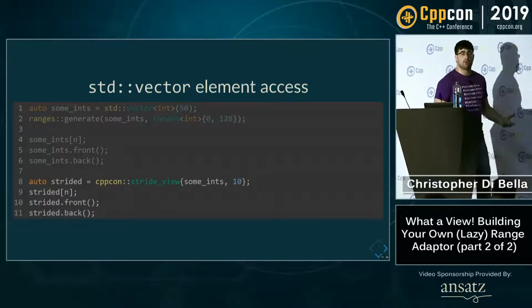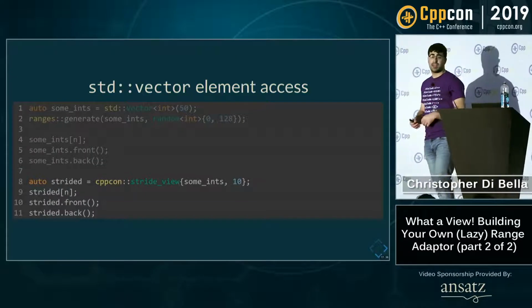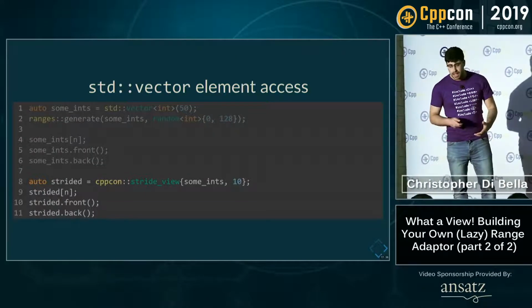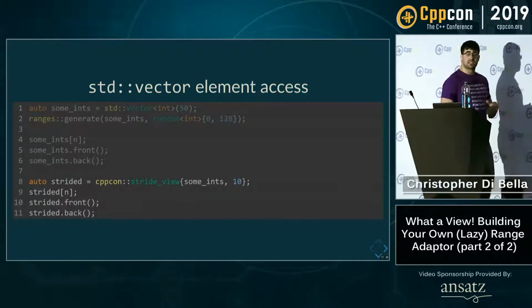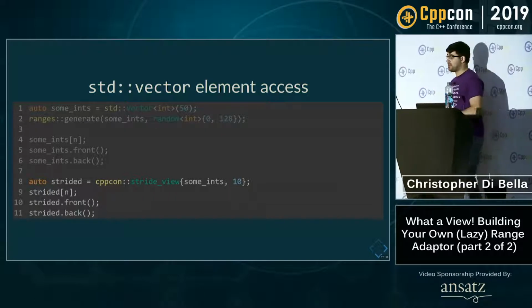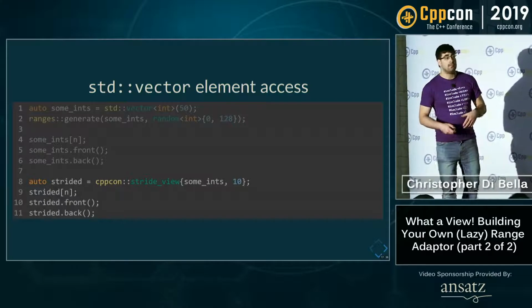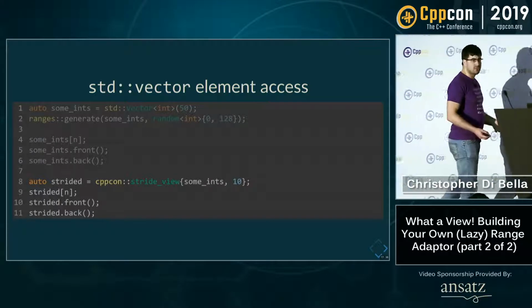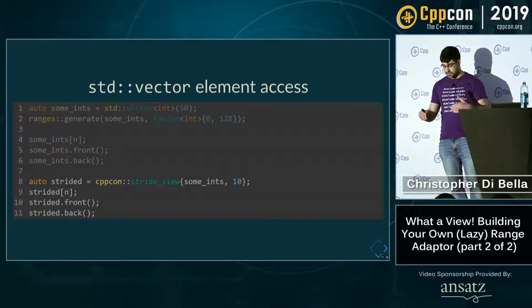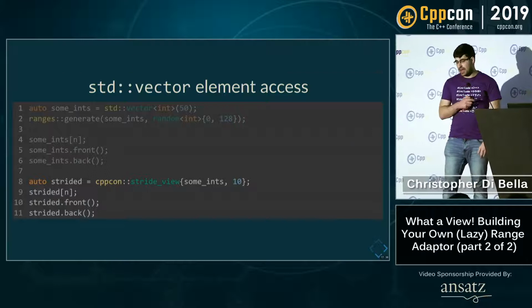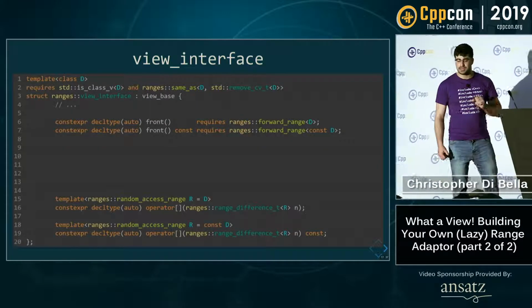Now, you may recall at the very start, I talked about this thing called view interface, and we derived our stride view from that. View interface provides us with a large number of operations that we just get for free if we inherit from it. For example, there's a size operation that works when we have a sized sentinel, but we still need to provide a sized range version of the overload. The ones that I want to focus on, in particular, are front, back, and the subscript operator.